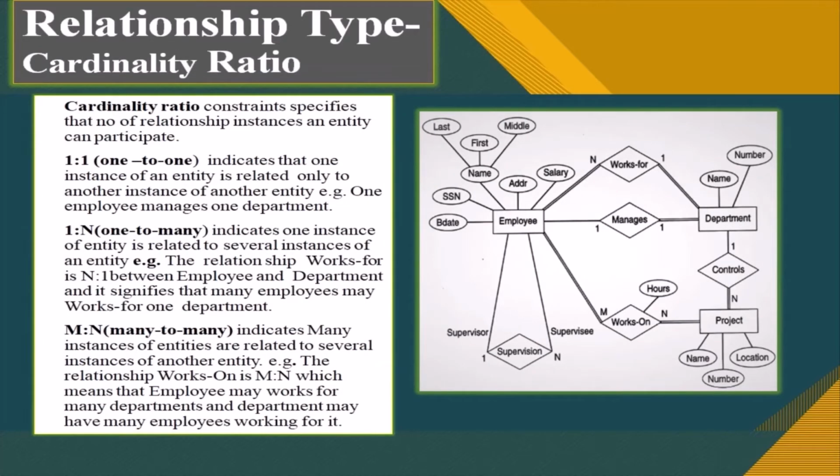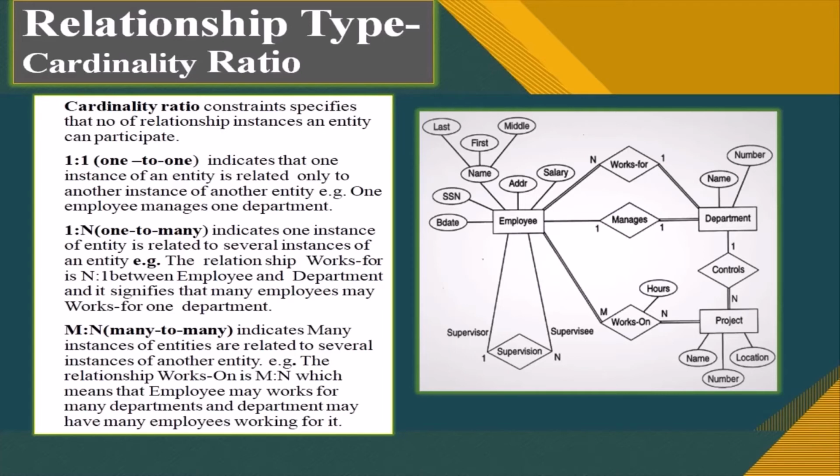The next relationship constraint is the cardinality ratio. Cardinality ratio constraints specify the number of relationship instances an entity can participate in. One to one indicates that one instance of an entity is related to only one instance of another entity. For example, one employee manages one department.